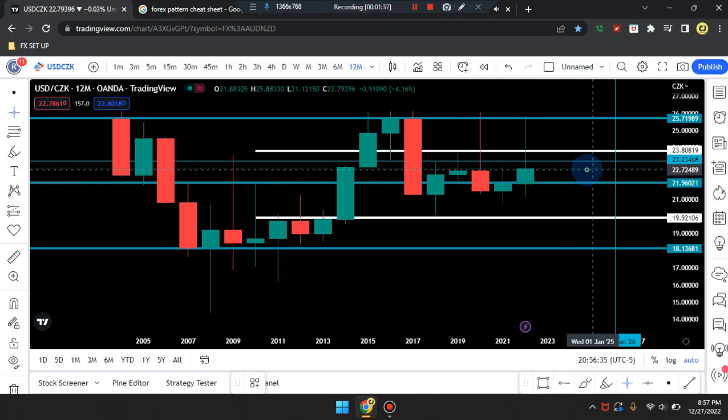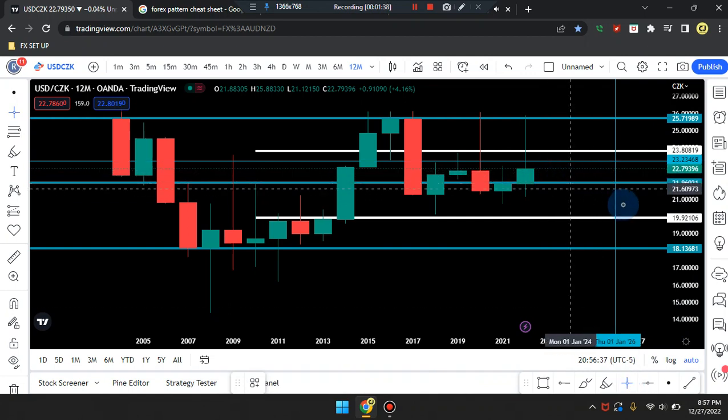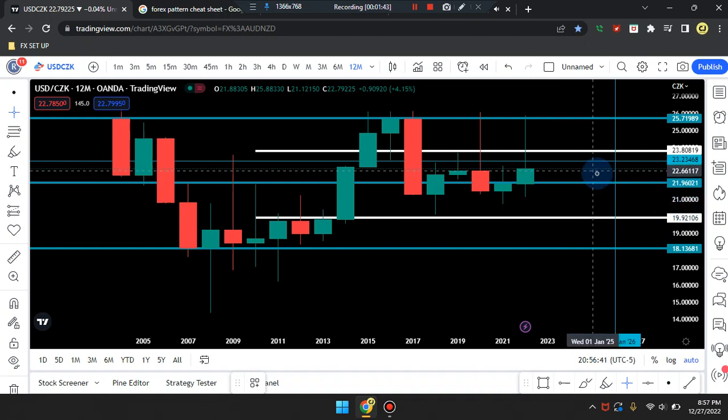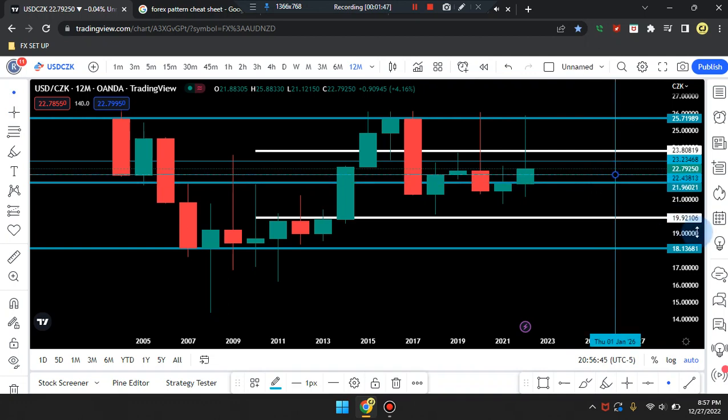The price action draws back. It can tag that support line at 21.96021. And before tagging that area, it can tag the midpoint right below price at 22.43813.